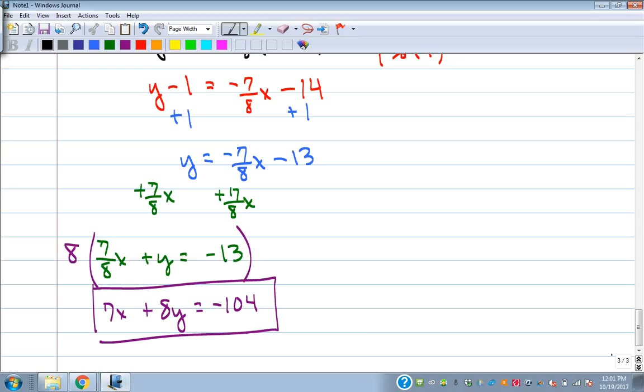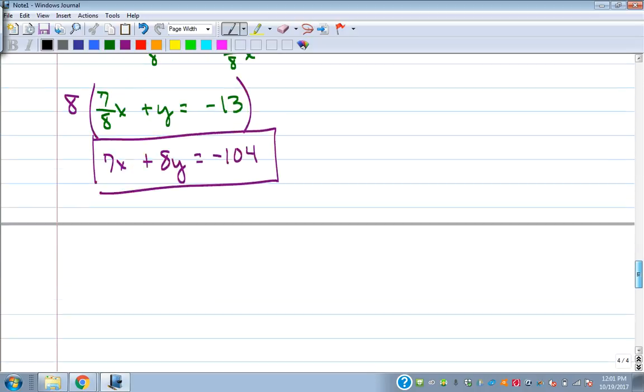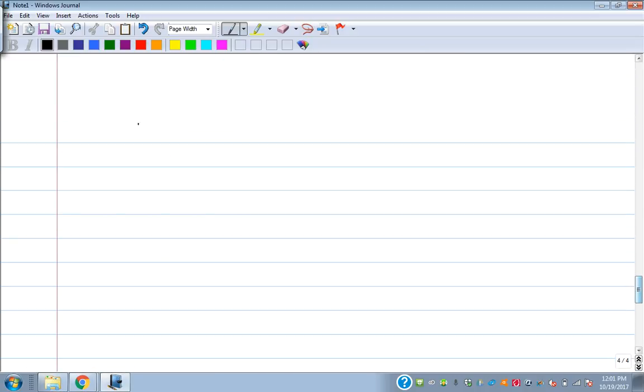So given a slope and a point, even if the slope is a fraction, we can work it that way. We're about to do that. You're psychic as well. Okay.